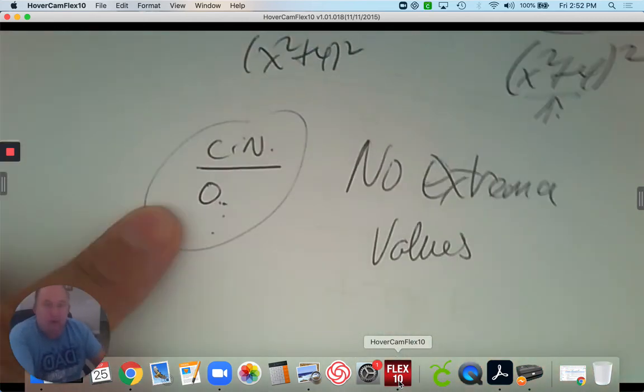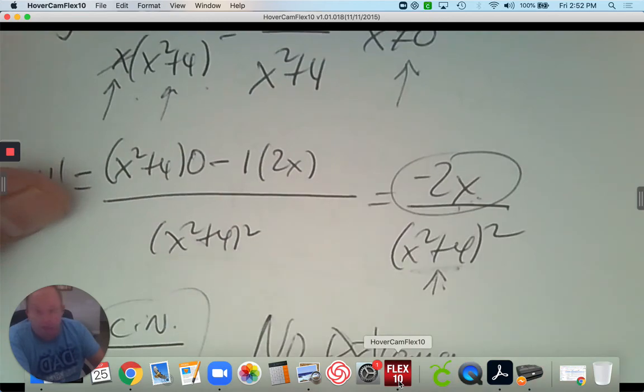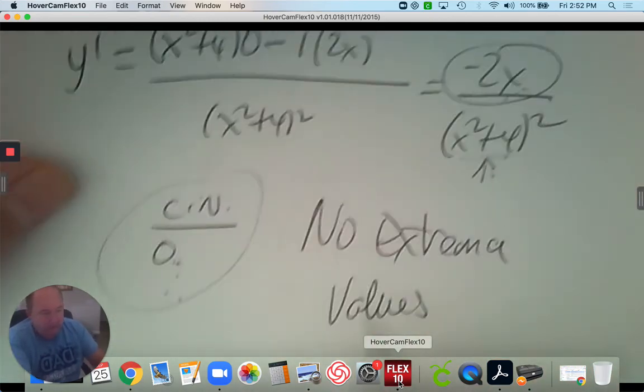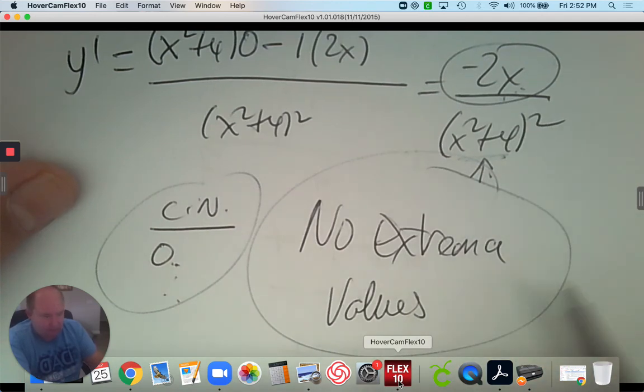So the only critical number is 0. 0 creates a hole, which is not a point. So therefore, there are no extreme values.